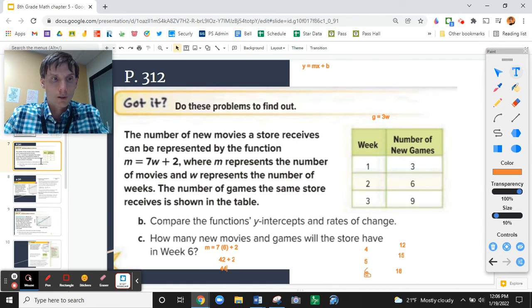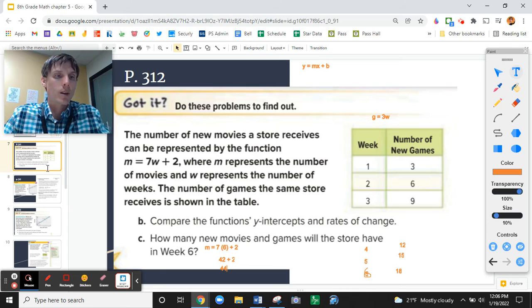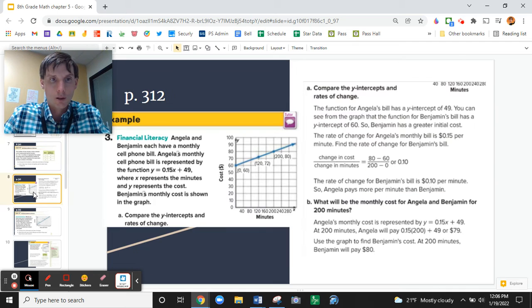All right. Great. So again, equations, tables, graphs, they're all just different ways of representing these functions. So we look at different ways to do that. Okay, let's see here. We're good.